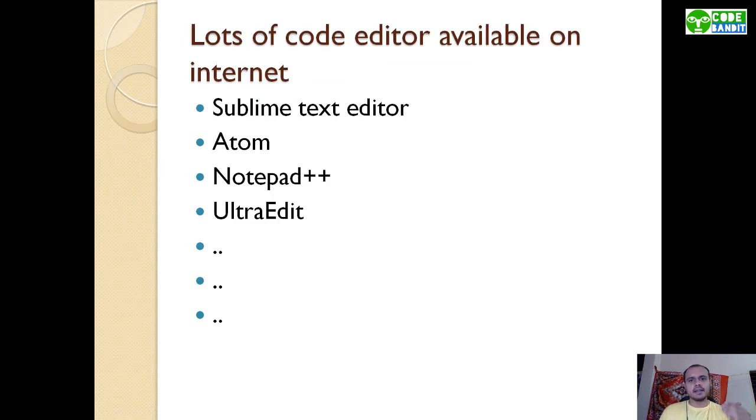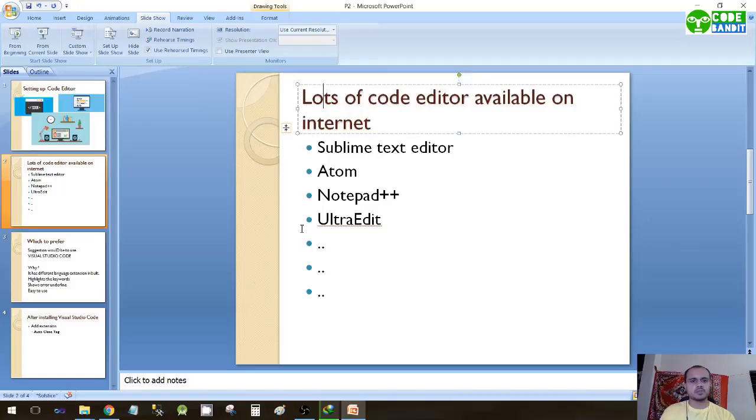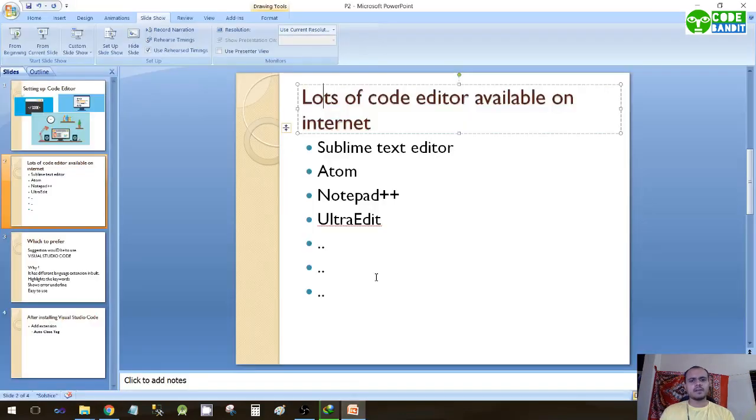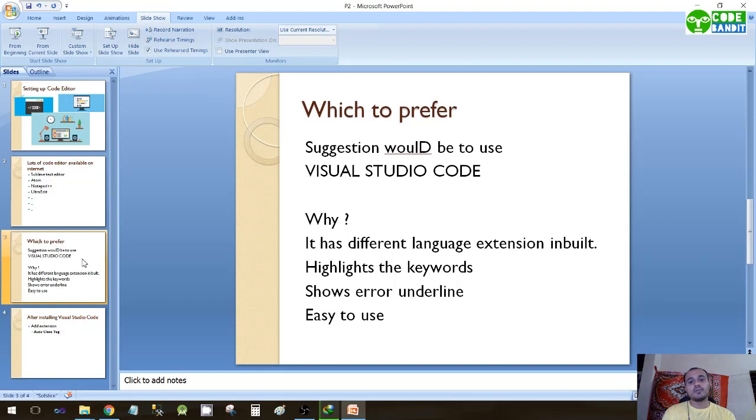Okay, so let's have a look guys. If you see on the internet, there are lots of code editors available. Just type code editor and there will be a list of code editors available. Some of the famous code editors are Sublime Text Editor, Atom, Notepad++, Ultra Edit, and much more. You can see here I have typed code editor, and the result I got is Sublime Text Editor, Atom, Notepad, Ultra Edit, Programmer's Notepad, and much more. Now, there may be a question in your mind: which code editor should I prefer, because there are lots of code editors available.